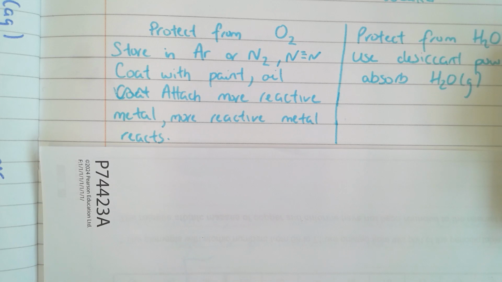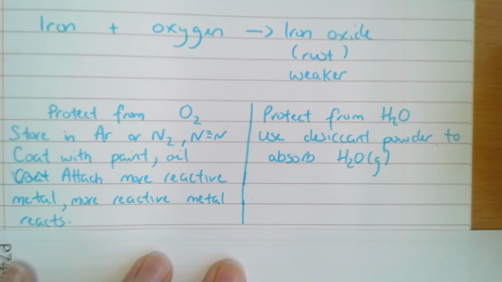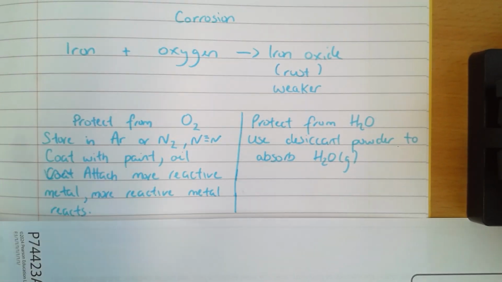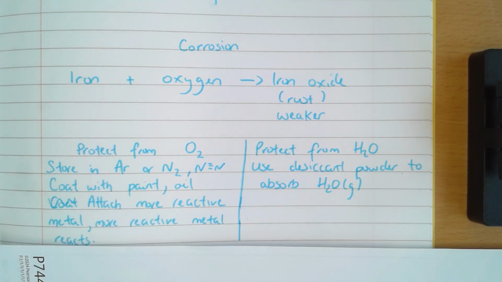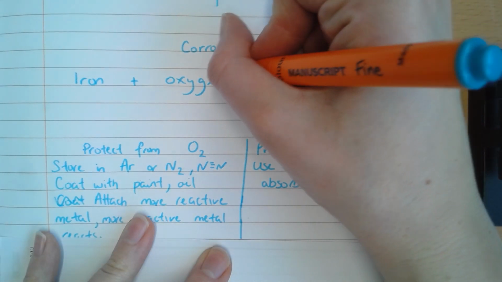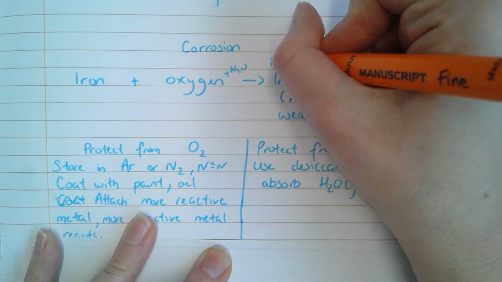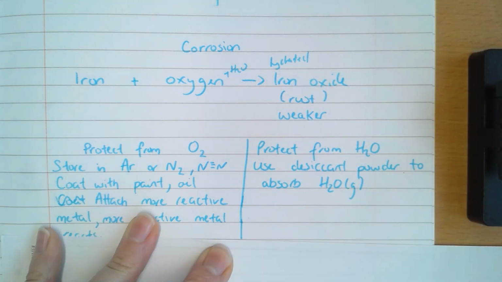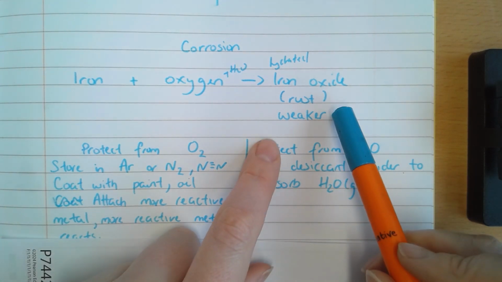It's called sacrificial protection. Another thing you can do to prevent rusting specifically: here in my equation I've just got iron and oxygen, but water is needed for rusting as well, so it's not just oxygen, it's water. So you could add water into your equation there, plus water, and your product would be hydrated iron oxide, which you don't need to know the formula of. It's just iron oxide with water molecules attached to it.